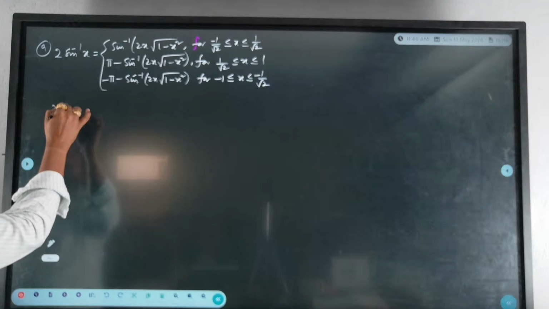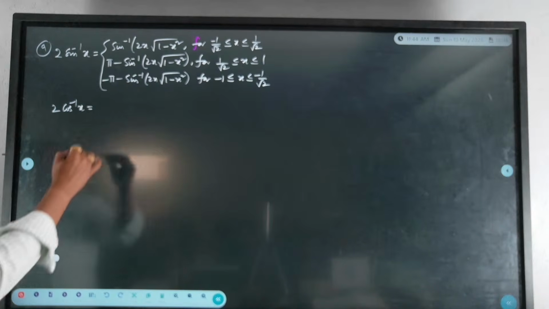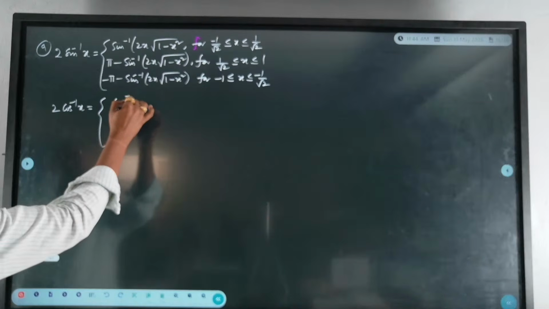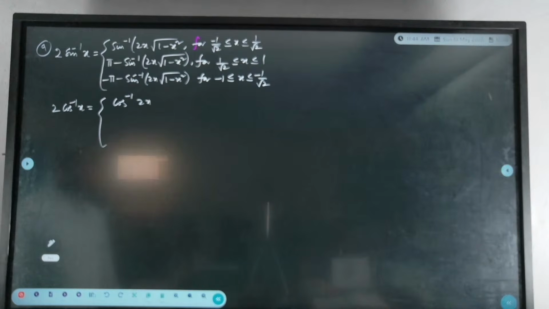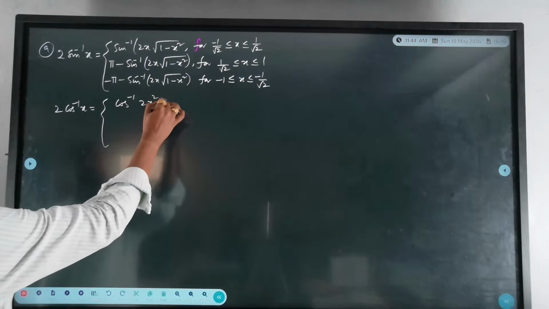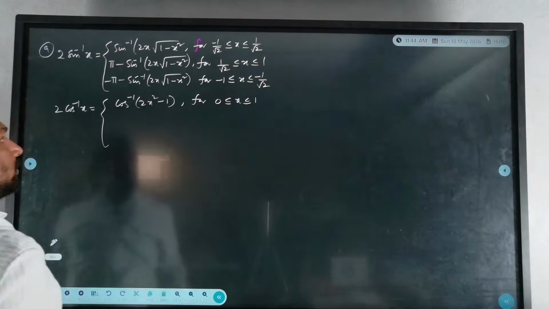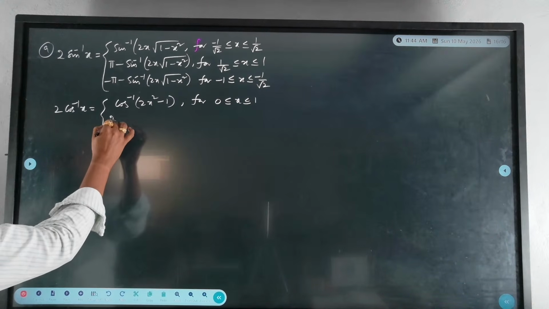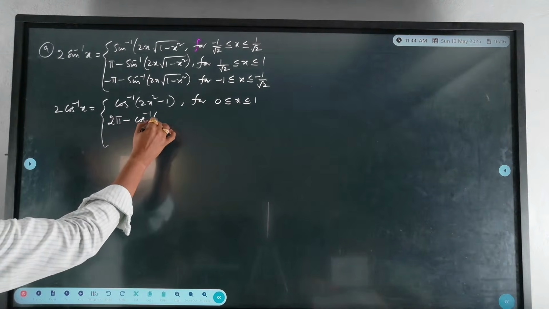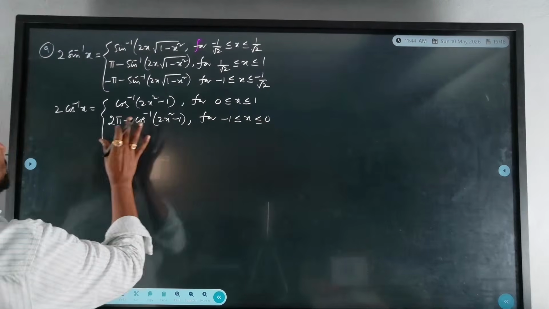Next, 2 cos inverse x is equal to cos inverse 2x square minus 1 for 0 less than or equal to x less than or equal to 1. Two pi minus cos inverse 2x square minus 1 for minus 1 less than or equal to x less than or equal to 0.